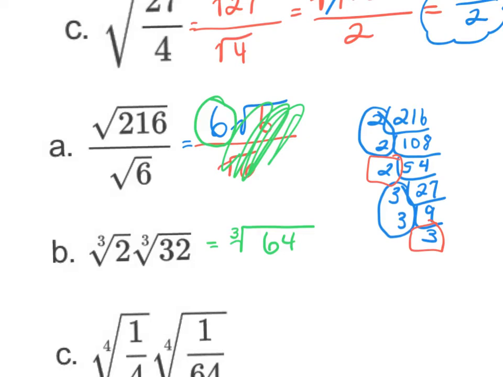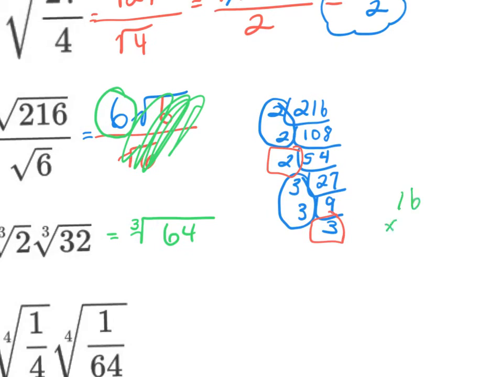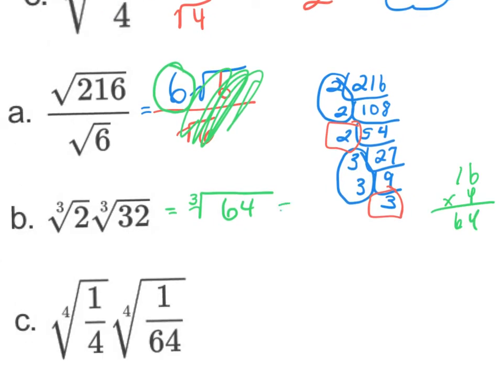1 times 1 times 1 is 1. 2 times 2 times 2 is 8. 3 times 3 is 9 times 3 is 27. 4 times 4 is 16. What's 16 times 4? 64. So the cube root of 64 is 4. A little bit of mental math you guys had to do there.